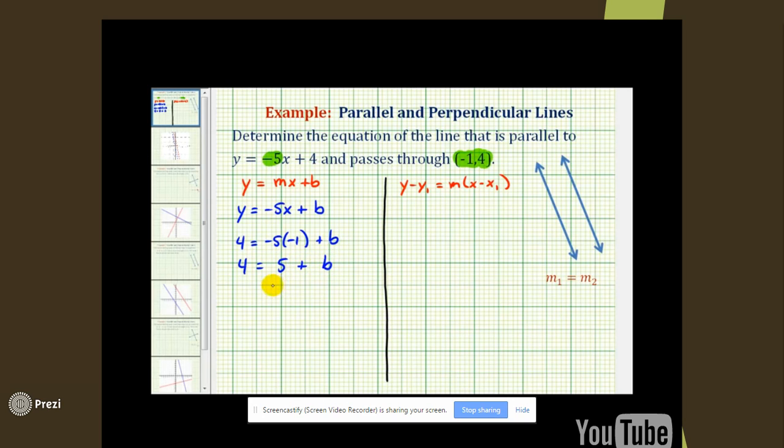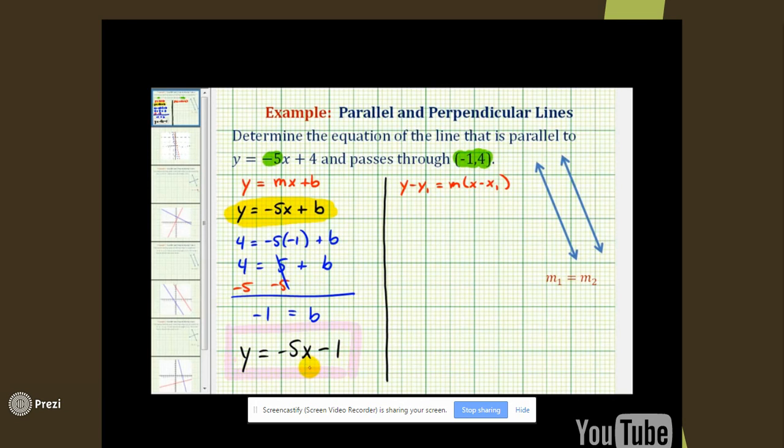So now we'll subtract 5 on both sides to solve for b. So we have b equals -1. So now we can substitute -1 for b into this equation here, and we have the equation in slope-intercept form. We would have y equals -5x, and then plus -1 is equivalent to minus 1. So this would be our equation in slope-intercept form.